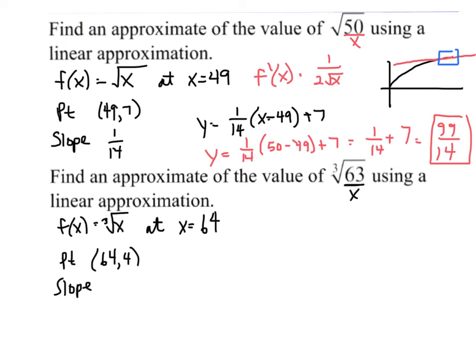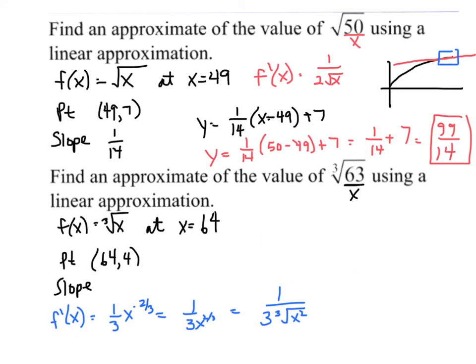Slope, well, we need the derivative. So x to the 1/3 would have a derivative of 1/3 x to the negative 2/3, or 1 over 3 x to the 2/3, or 1 over 3 times the cube root of x squared. The other way you could think about this is that it's the cube root of x then squared. So when I plug in 64, the cube root of 64 is 4. 4 squared is 16. 3 times 16 is 48.